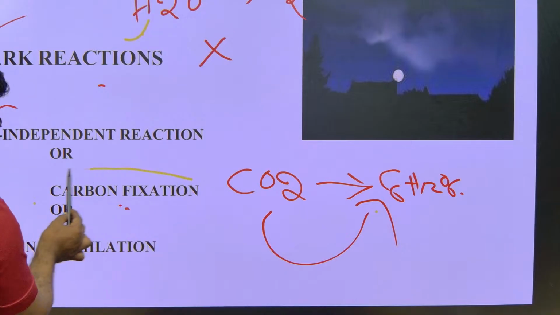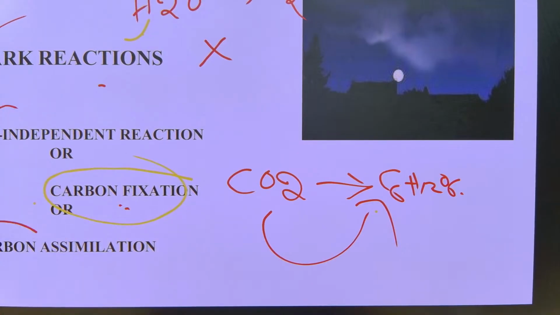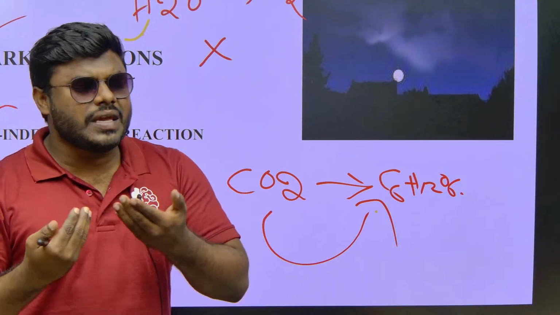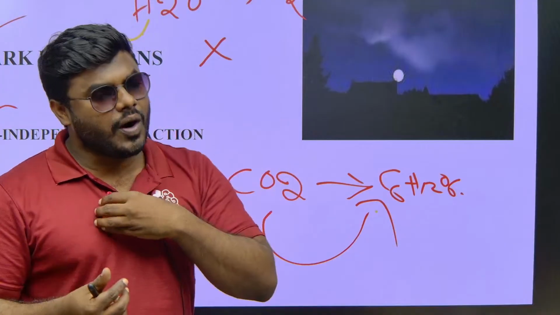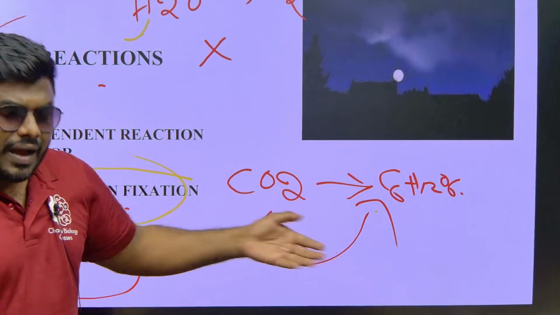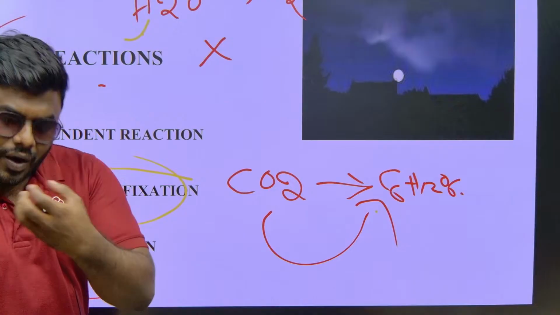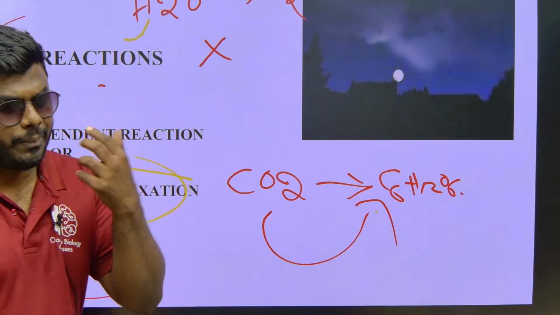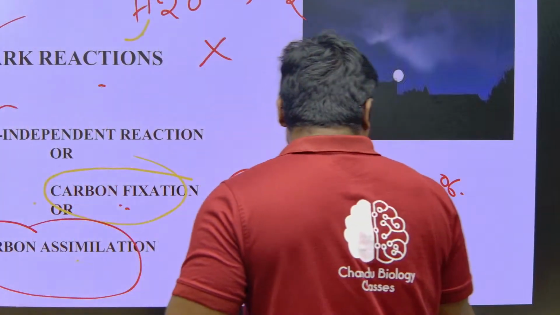And we are calling it carbon fixation and carbon assimilation. See, I am a plant. I am assimilating or incorporating the carbon in my body to convert into glucose. Assimilation means utilization, or incorporating into the body to convert into a utilizable form. That's what it is called as carbon assimilation.